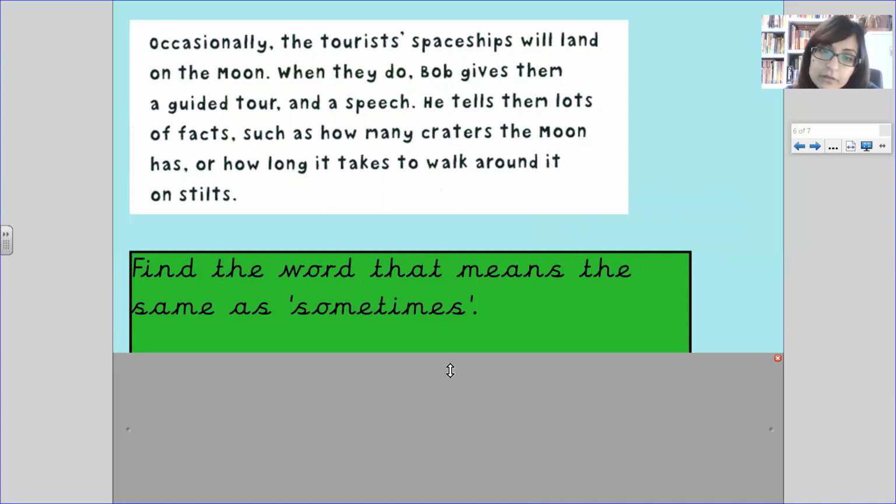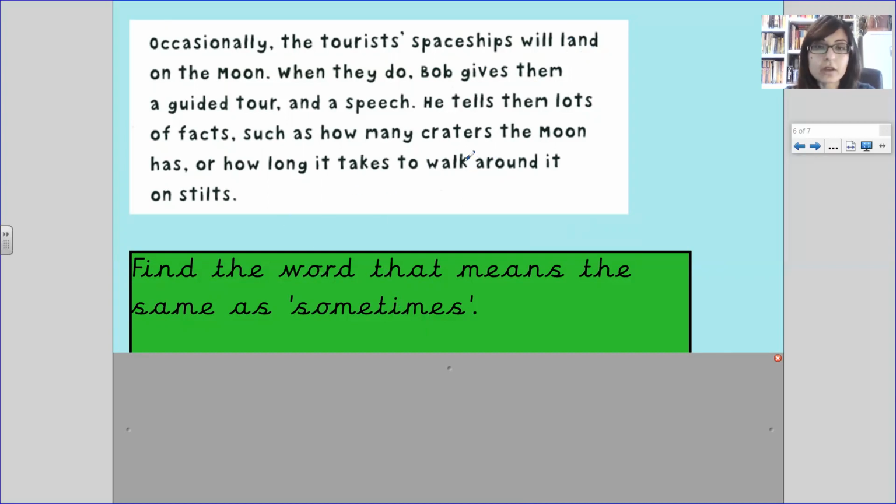Now, if I'm looking for a word, I will always think, does it mean the same? Okay, so I'm going to choose a word, land. Spaceships will land on the moon. Now, land is also the earth that we have. Does land mean the same as sometimes? No, I don't think it does. So I wouldn't pop that one on there.